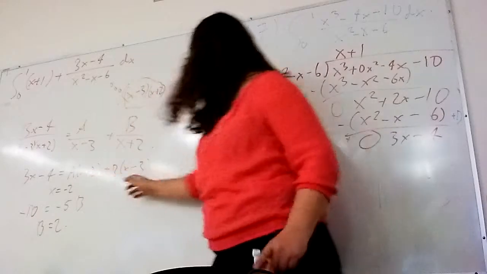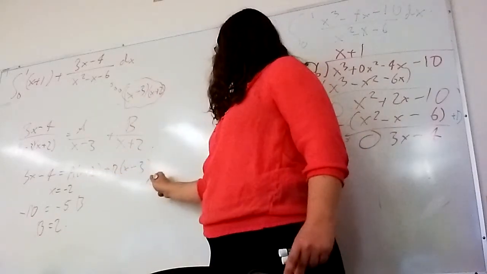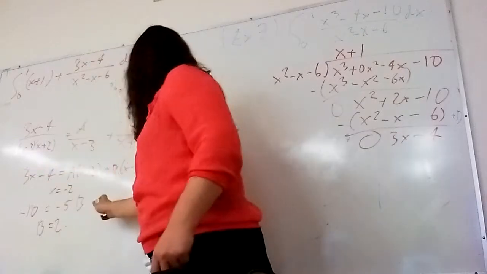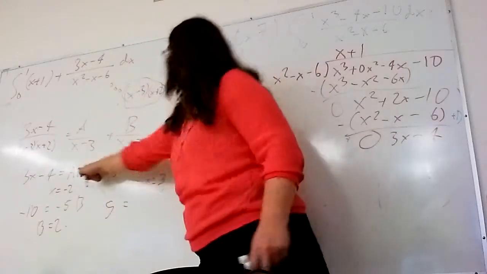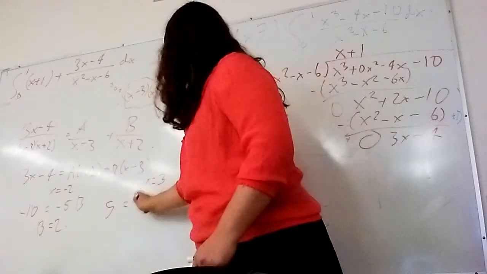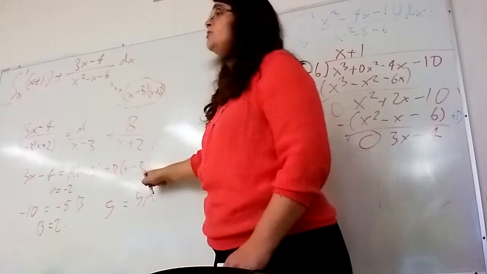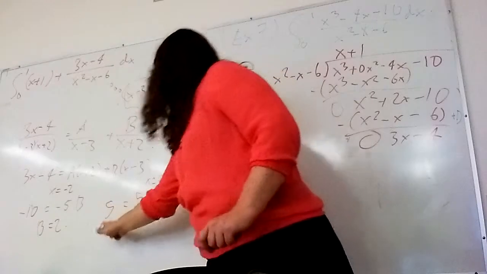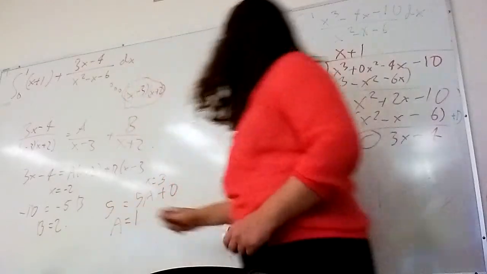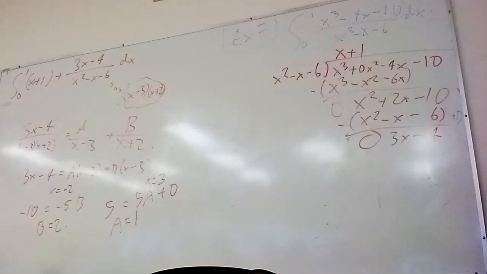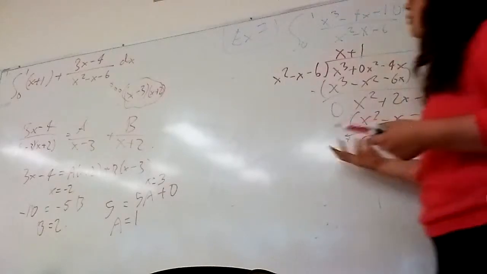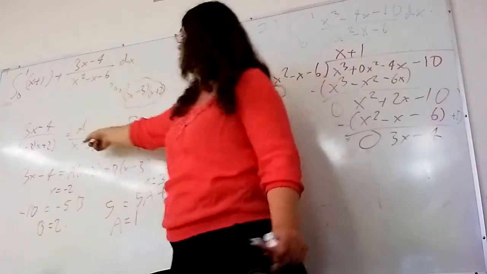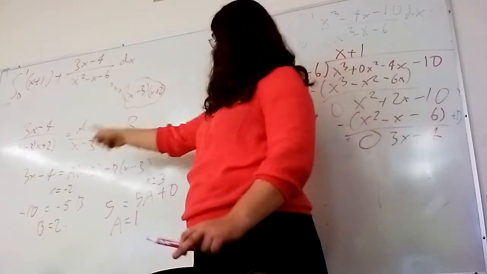Now if we do the same thing, but instead plug in x equals 3, 3x minus 4 is 9 minus 4, which is 5. A times 3 plus 2 is 5a. 3 minus 3 is 0. 0b is just 0. So 5 is 5a, so a is 1. So now we know how to split up this complicated rational function into two simpler ones.